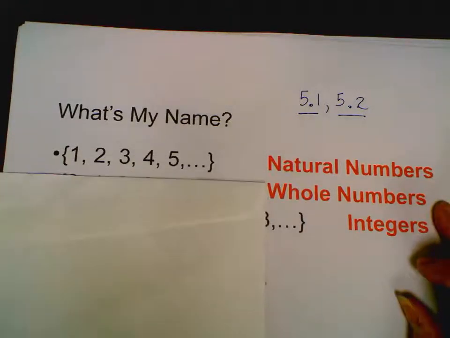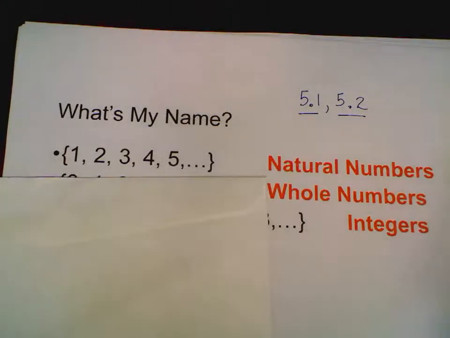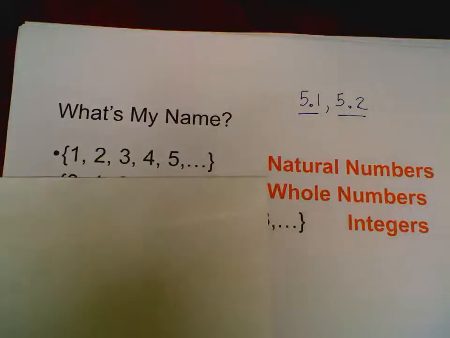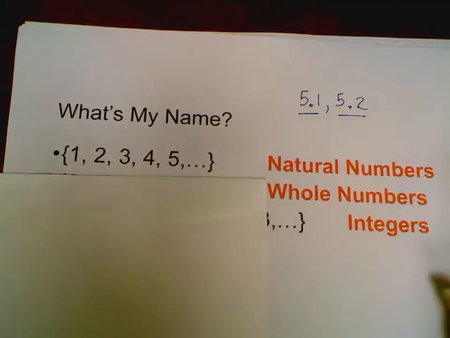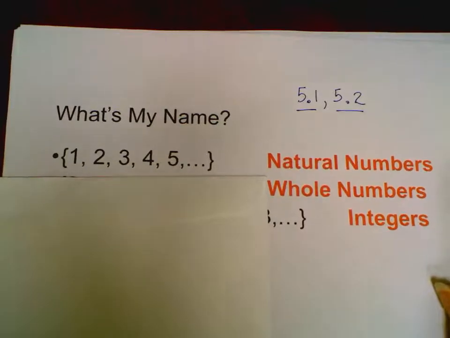Natural numbers are also called the counting numbers. It's just a different name. In upper level math, we usually call them natural numbers, never counting numbers. But they're 1, 2, 3, 4, on and on and on to infinity. Those are natural numbers.